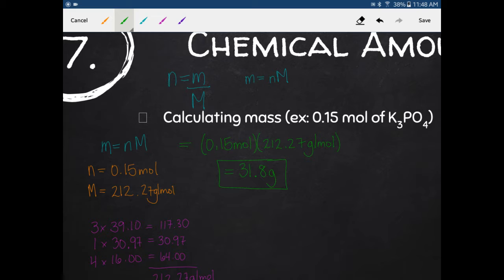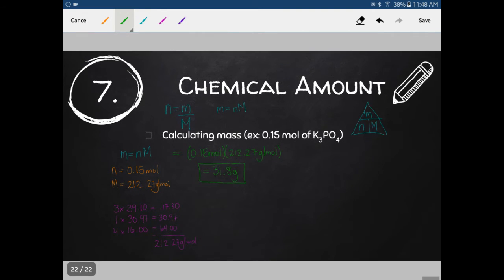Okay, so again, this is just rearranging this formula to solve for an unknown variable, in this case mass. So that is it to calculate chemical amount. There is a little worksheet that will have you calculate mass, moles, and molar mass, and I would suggest making sure you're fully confident with this content prior to doing that assignment. Good luck!